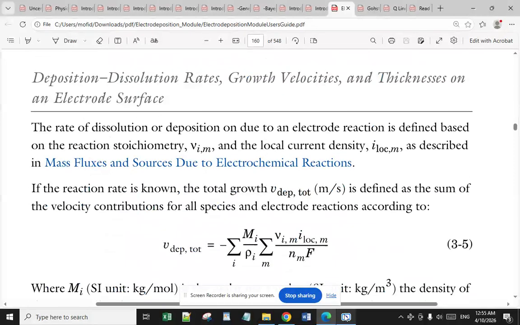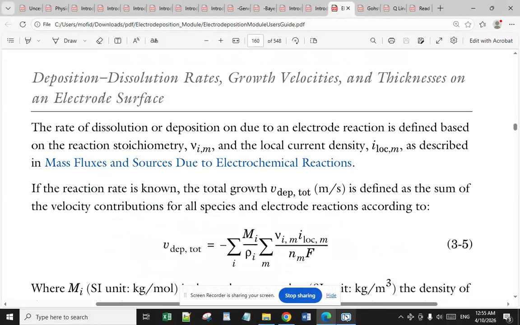Now I'm going to go through the deposition and dissolution rates, growth velocities, and thicknesses on an electrode surface. The rate of dissolution or deposition due to an electrode reaction is defined based on the reaction stoichiometry v_i,m and the local current i_local,m, as described in mass fluxes and sources due to electrochemical reactions.